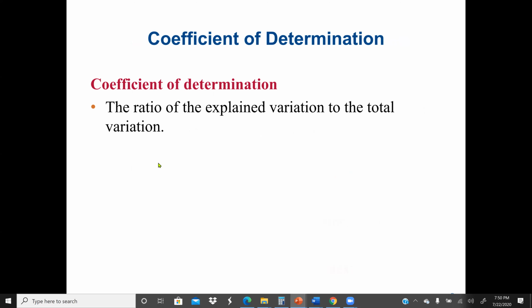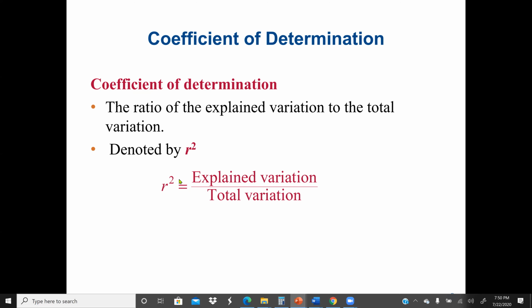So next we move to the coefficient of determination. Normally, the coefficient of determination is the ratio of the explained variation to the total variation. So this is the formula: R squared equals explained variation over total variation. Now, sometimes R will be given. If R is given, then we just square the R value. We don't need to use this formula.